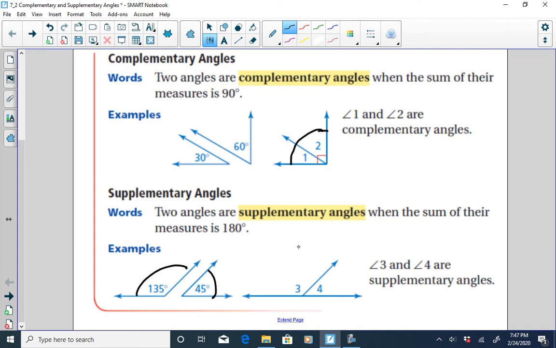This next one is the type of angle that we're going to use a lot. We have a straight angle here, and that straight angle is split into two angles, angle 3 and angle 4. We know that a straight angle measures 180 degrees, so if we split that straight angle into two angles, those two angles would have to be supplementary because they would have to have a sum of 180 degrees.